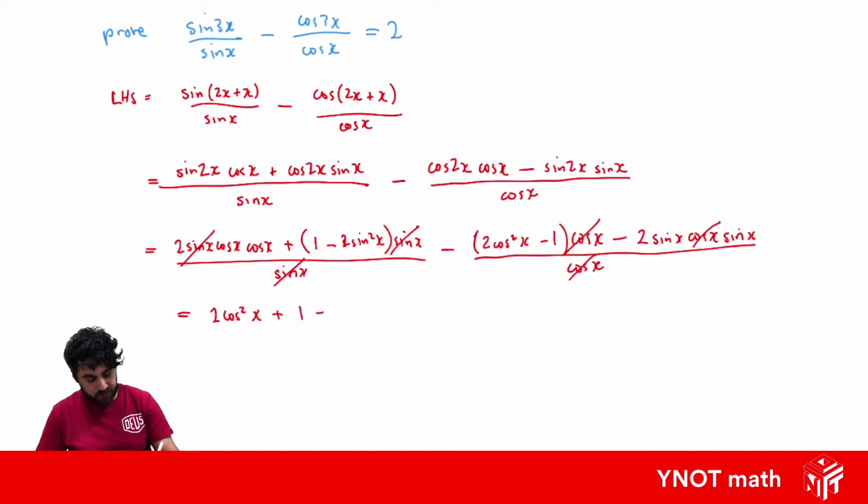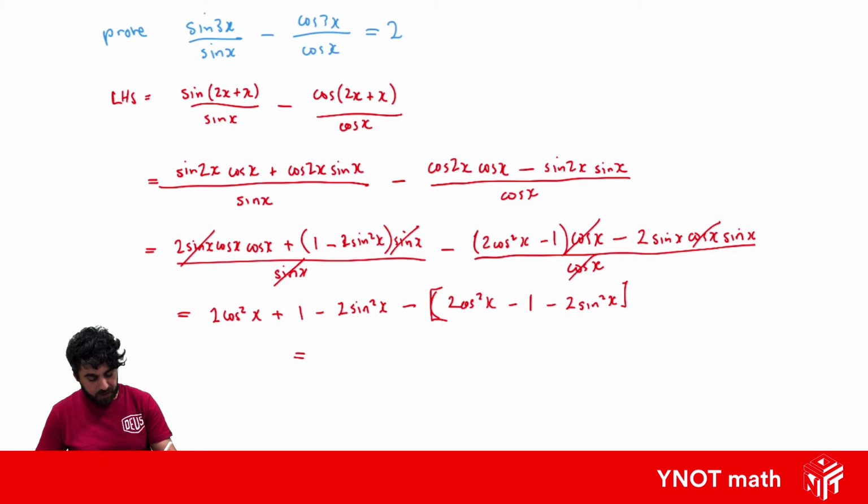plus 1 minus 2 sine squared x minus, now everything on the right has to be subtracted, minus 2 cos squared x minus 1 minus 2 sine squared x. We can tidy this up.